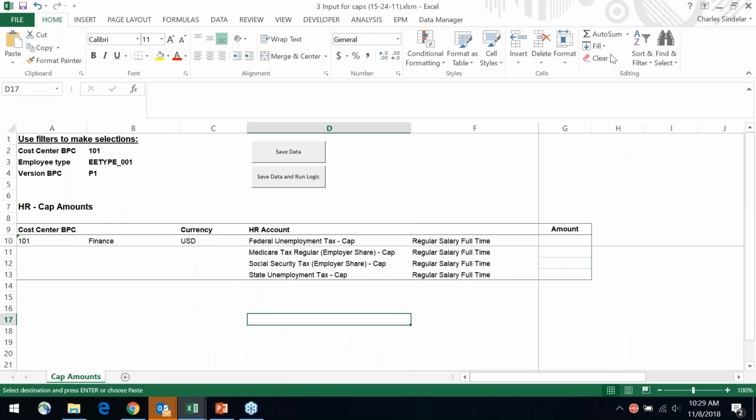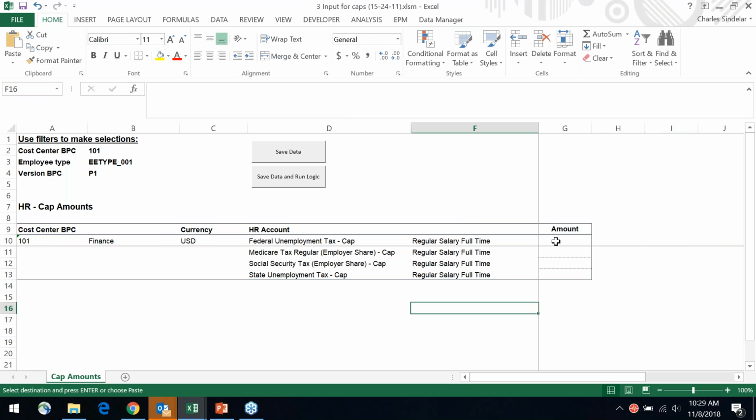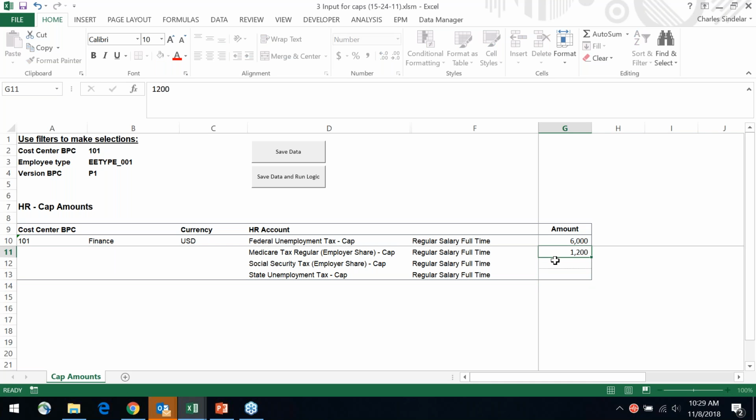which for some of those rates, you need to input caps. Just like we talked about before, the caps are something that applies for the whole year, so it's not really a monthly input. Federal unemployment cap is usually pretty low. Not really sure what the Medicare cap is. Social Security is usually very high. And then state unemployment really depends on the state where your cost center is. So you enter these items, right? And this is the cap that the percent logic is going to drive against.